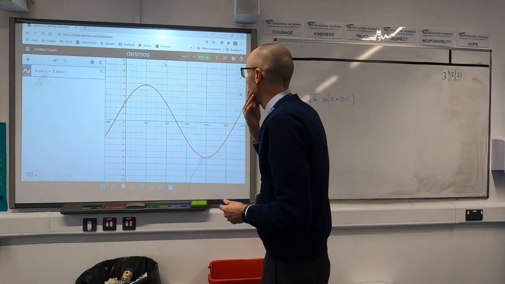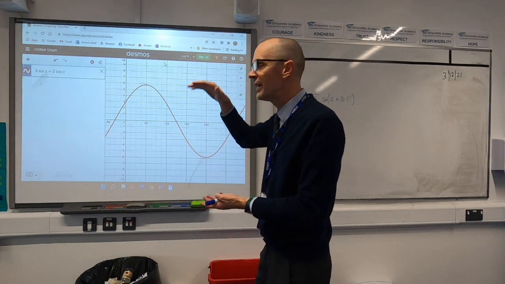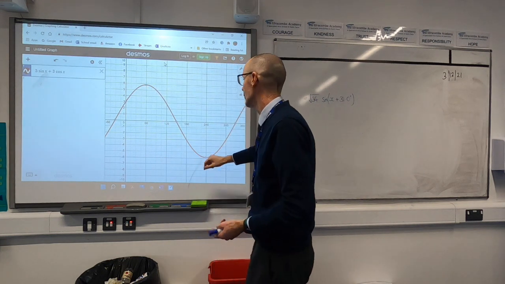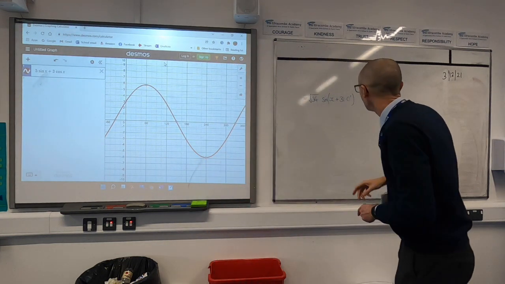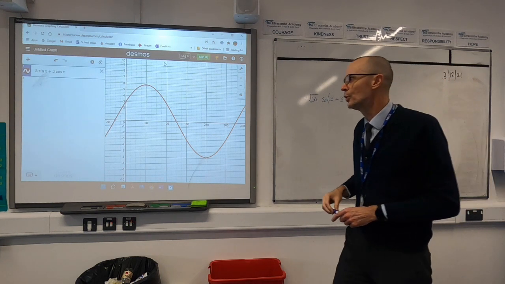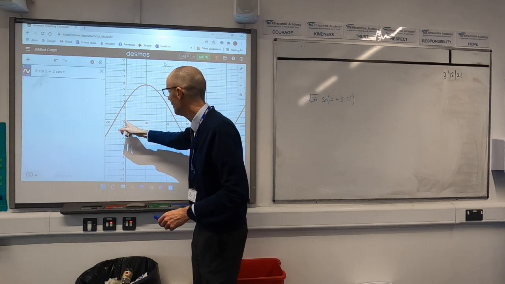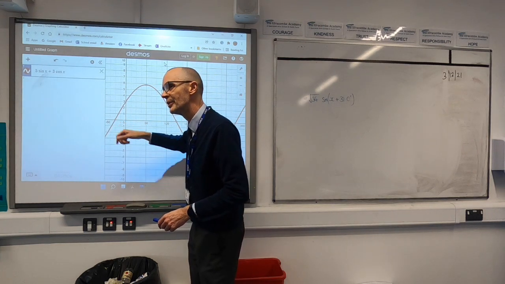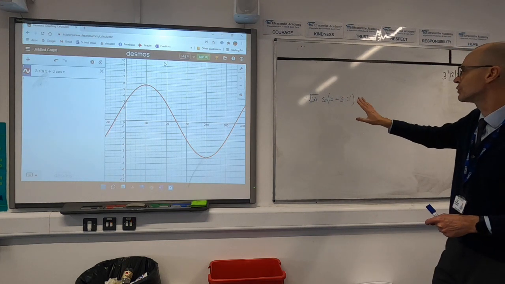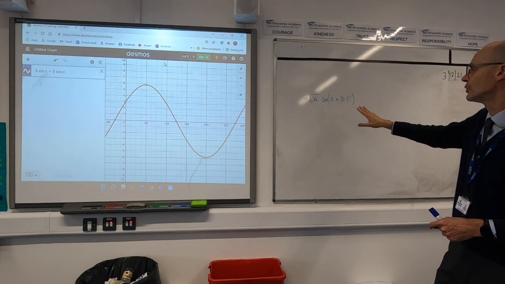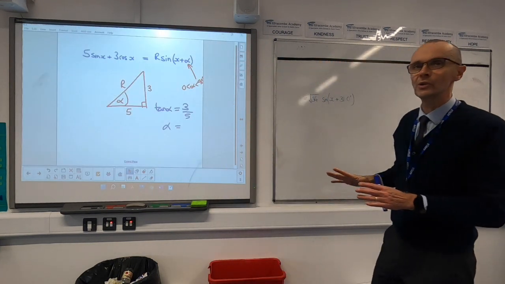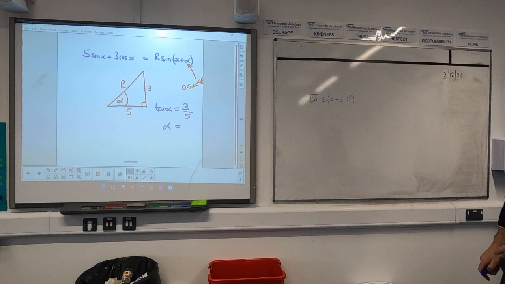So, has it been stretched to 5 and a bit? Yes, it has. Look, it goes up to almost 6 and down to almost -6. Has it been shifted backwards 31 degrees? Well, normally the sine curve starts here, but yeah, look, it's been shifted backwards 31 degrees. So we've very quickly and easily, using my trick, been able to say what that combination of sine and cos gives us. Okay?